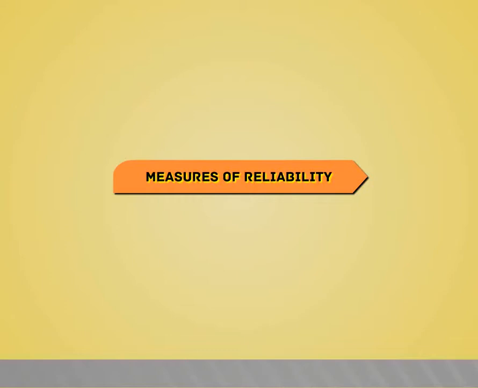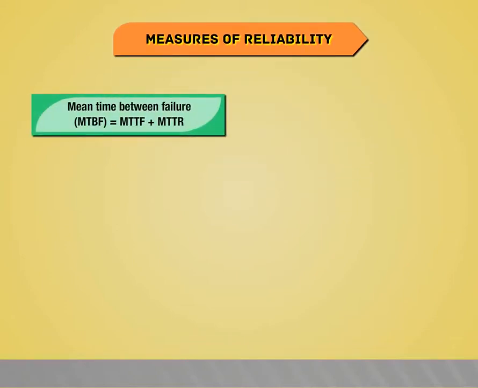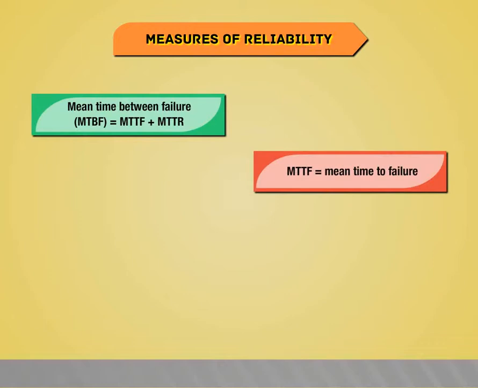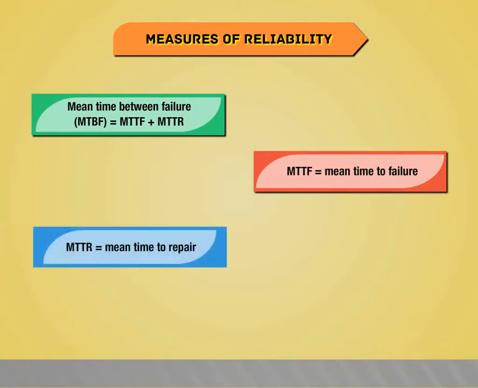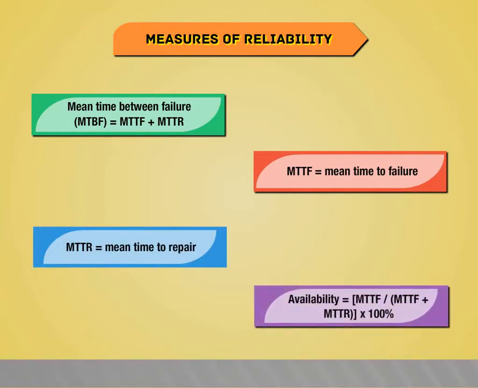Measures of reliability. Mean time between failure, that is MTBF, is equal to MTTF plus MTTR. MTTF is mean time to failure. MTTR is mean time to repair. Availability is MTTF by MTTF plus MTTR into 100%.